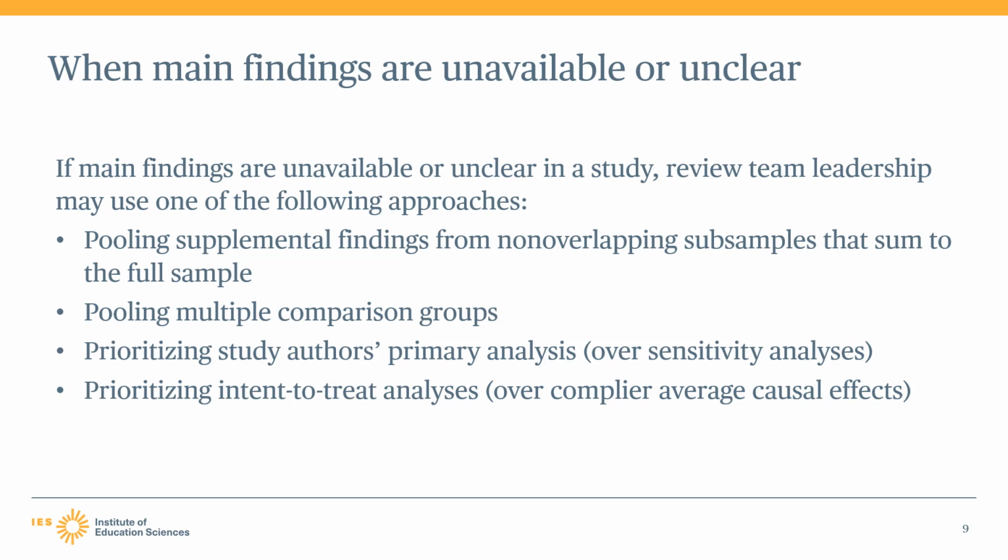Fourth, if study authors report findings from both intent to treat and complier average causal effects analyses, the WWC usually will rely on findings from the intent to treat analysis to identify main findings. The choice may be based on the type of research question that review team leadership judges is of greatest interest to decision makers.